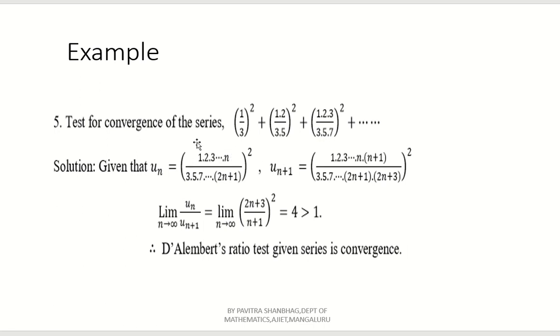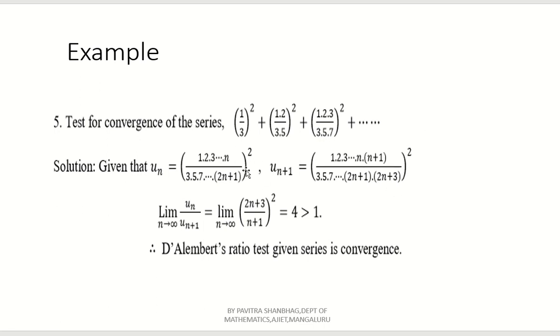First you have to continue till here the same. Then the next term you have to write into n plus 1. Similarly, 3 into 5 into 7 up to 2n plus 1 is the same. Just replace n by n plus 1 here. So 2n plus 2 plus 1, that is 2n plus 3. Okay, it's a whole square.